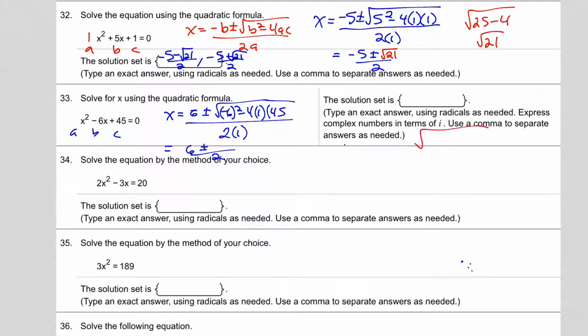I'm going to do this over here on the side as scratch work. So negative 6 squared is 36, and then 45 times 4 is 180. Subtract those two, you get negative 144. And then this is going to be 12i. Okay? So this goes over here.